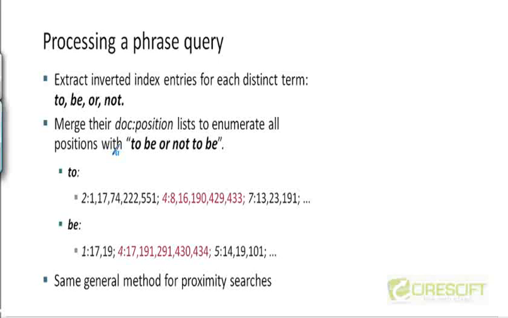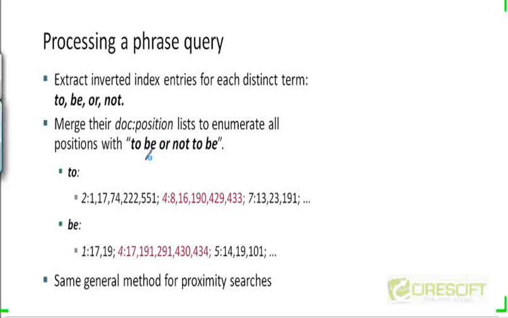So, for example, this longer phrase query, to be or not to be, will be answered by treating it kind of like an AND query. You want all these words to be present and you want them to be present one after the other. So what are the four terms generated by this query? To, be, or, and not. So let's just look at the first two, to and be.